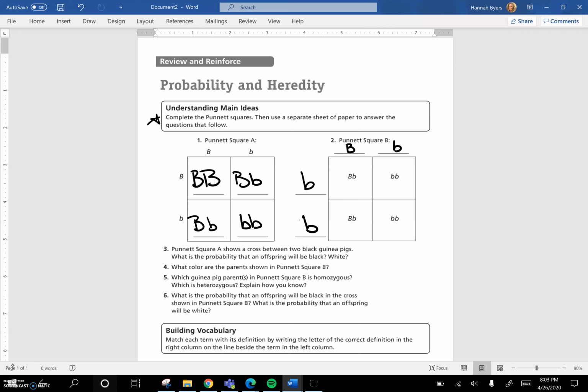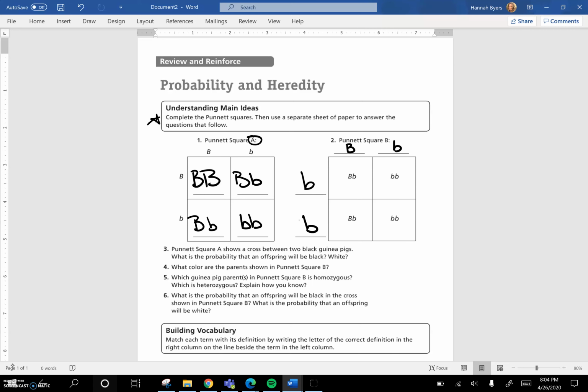All right, question number 3 says Punnett square A, which is the first one, shows a cross between 2 black guinea pigs. What's the probability that the offspring will be black, and what's the probability that the offspring will be white? So for this, if we know that both parents have black fur, then black must be the dominant color because each parent is heterozygous. They have 2 different versions of the gene. They have a dominant and a recessive.